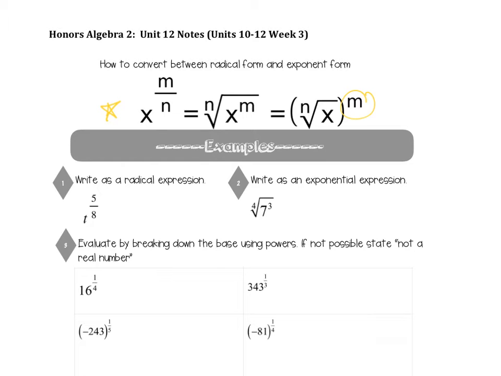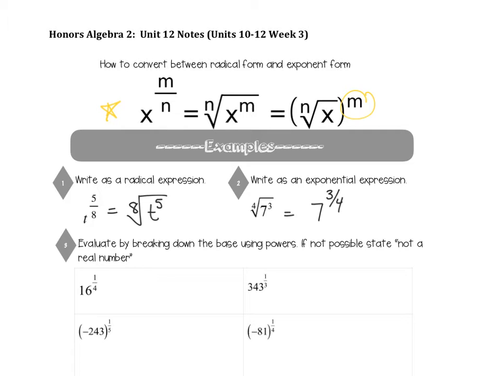So the first example that it gives you is to write as a radical expression. So if you have t to the 5/8, remember the bottom number becomes the root. So this would become the 8th root of t to the 5th power, and that's how you'd write that as a radical expression. In the next example, it asks you to write it as an exponential expression. And remember, the bottom is the one that's the root. So this would be 7 to the 3/4, and that's how you'd write that one.